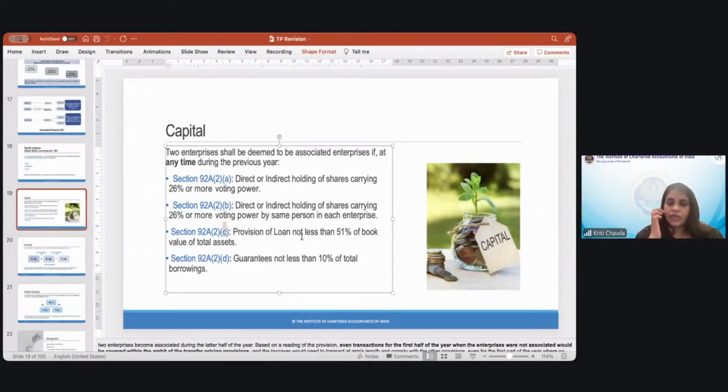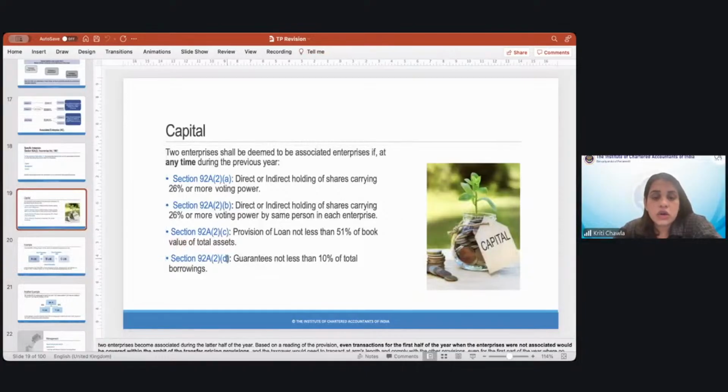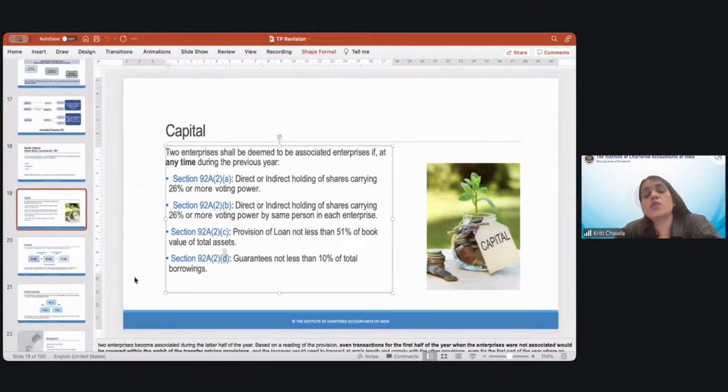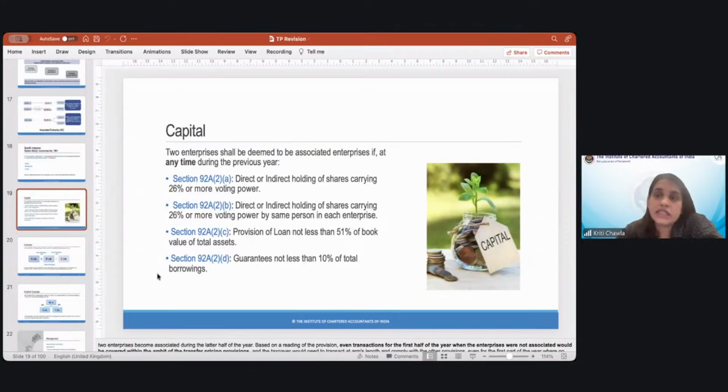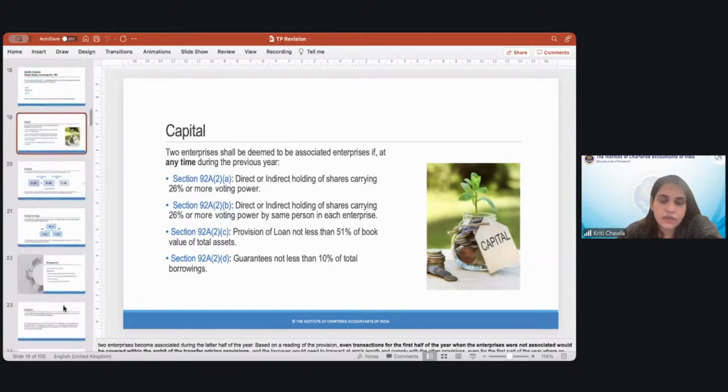Now, what you have to keep in mind from an examination perspective is the threshold right here. They say 51% or more than 51%. Only then will association actually happen. And then they say book value of total assets. So it's not market value that they're looking at. They're looking at book value of total assets. Clause D talks about guarantees. So if one entity gives a guarantee on behalf of the other enterprise and the guarantee is 10% or more, then also the entities will be associated to each other.